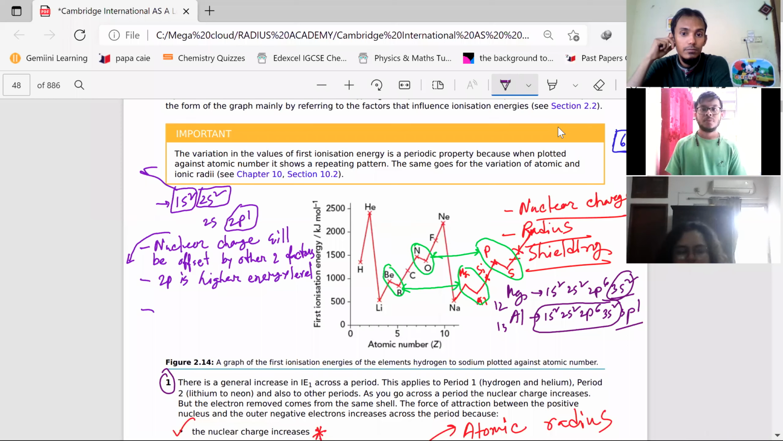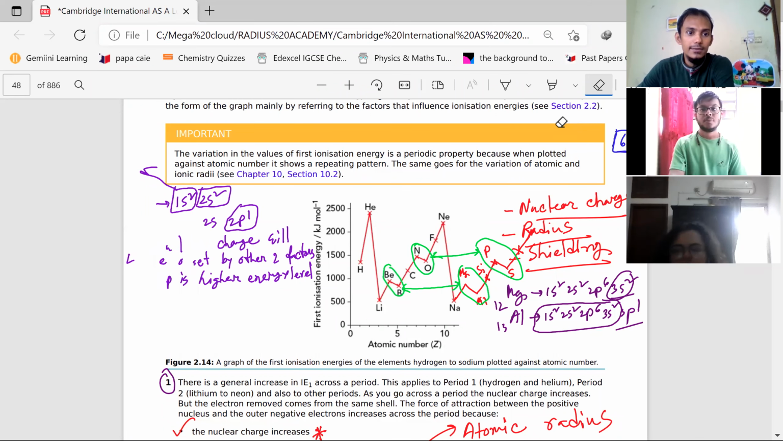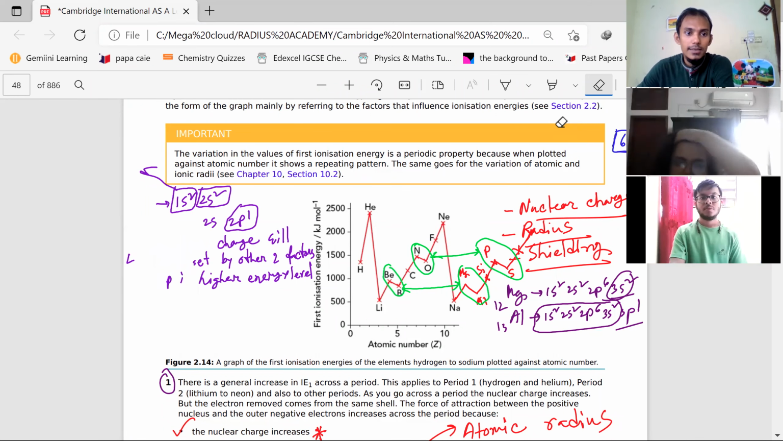Okay, very good job. So that is it. That is beryllium to boron and magnesium to aluminum. Even though they didn't explain, they asked, so don't be surprised. It's the same thing.